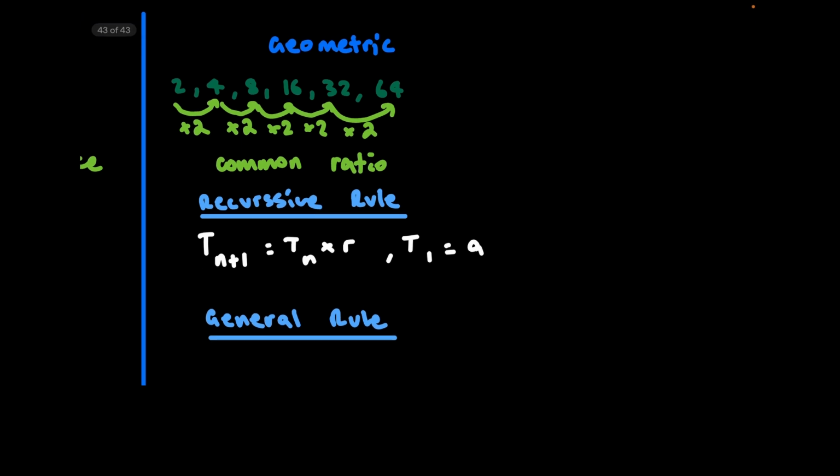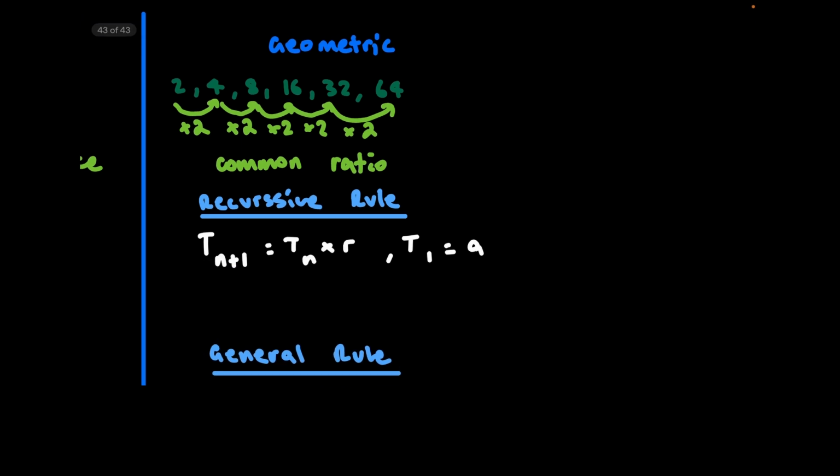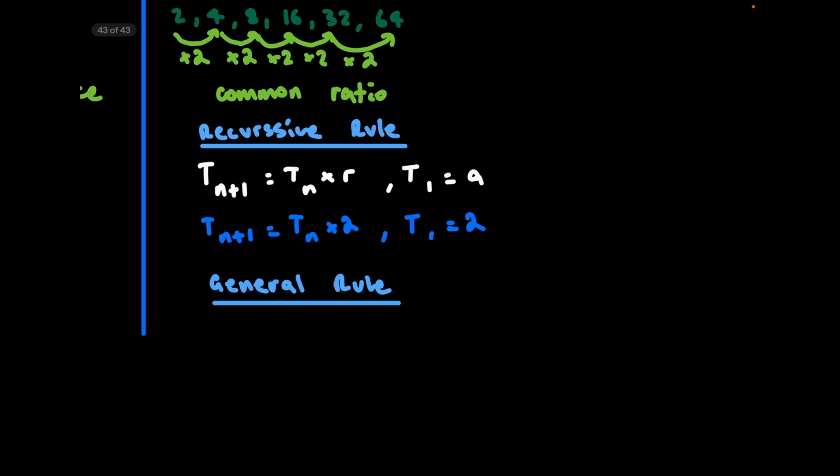So what is it for this question here? Well, for this question, we can say that the common ratio is 2. So the next term is simply equal to the current term times 2, where the first term of your sequence is equal to 2. But again, if you wanted to work out the 100th term of the sequence, you're going to have to times by 2 100 times, which is not really that interesting.